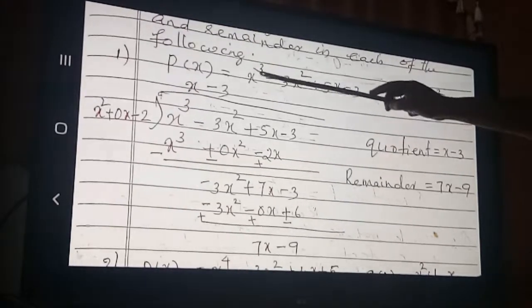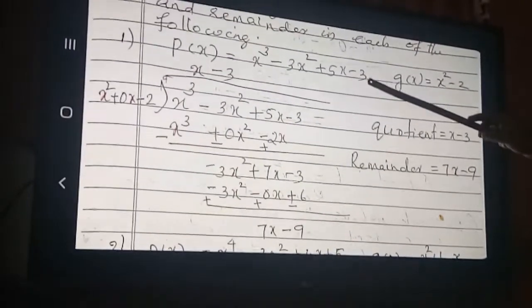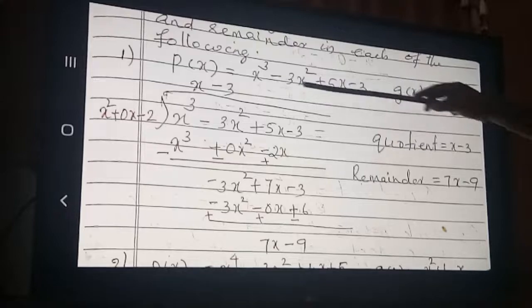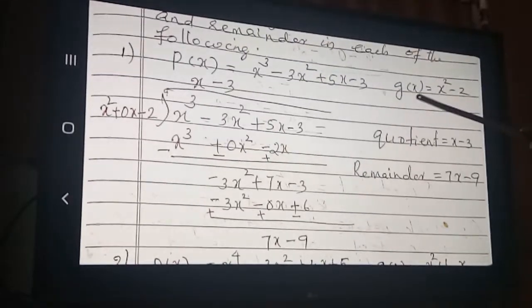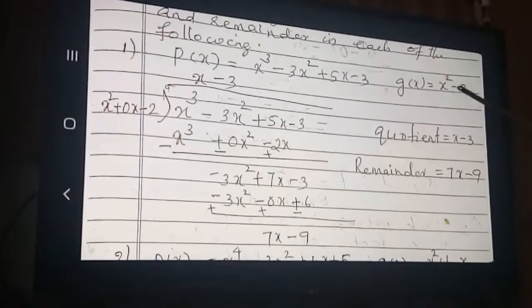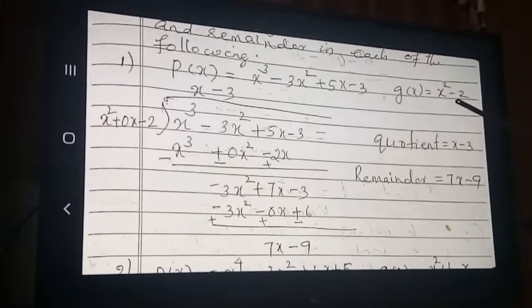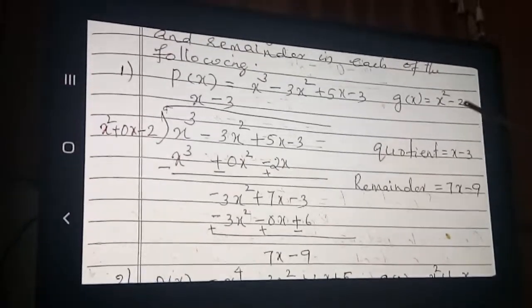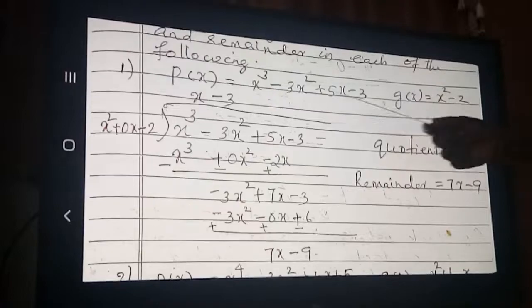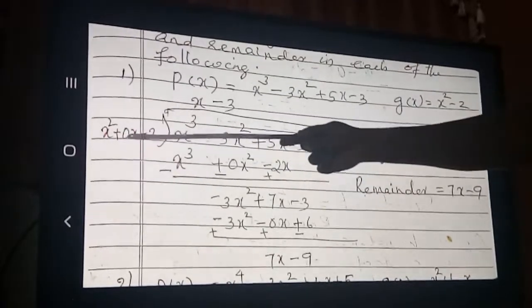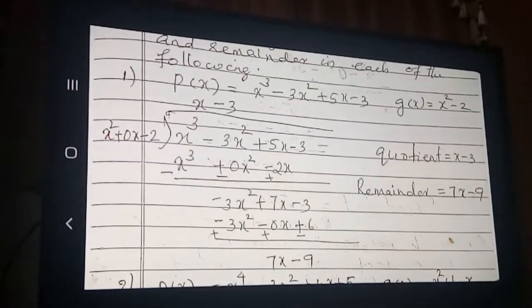Here, first see p(x), x cube term is there, x square term is there, x term is there, constant term is there, no term is missing here. But in g(x), x square minus 2, that means after x square, x term is not given. So that for division convenience, we will add with the zero coefficient, x square plus 0x minus 2, I written.